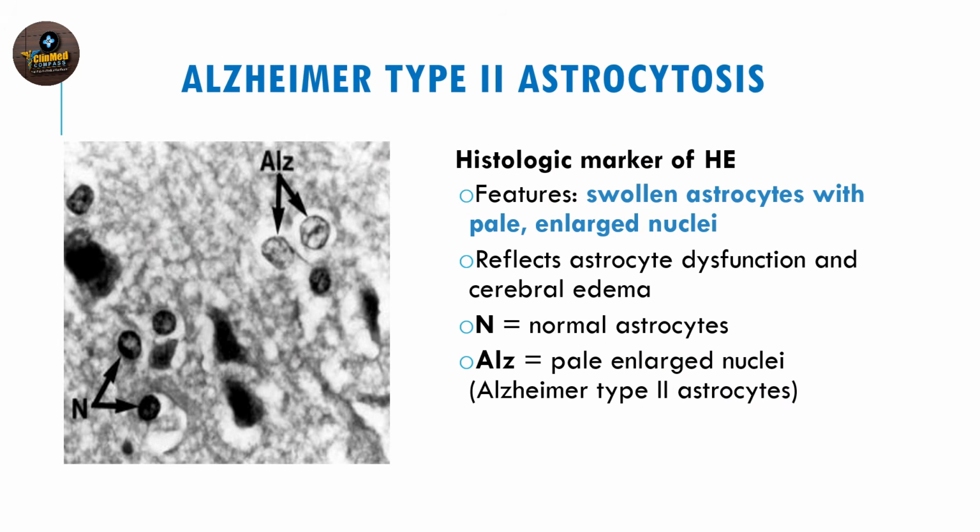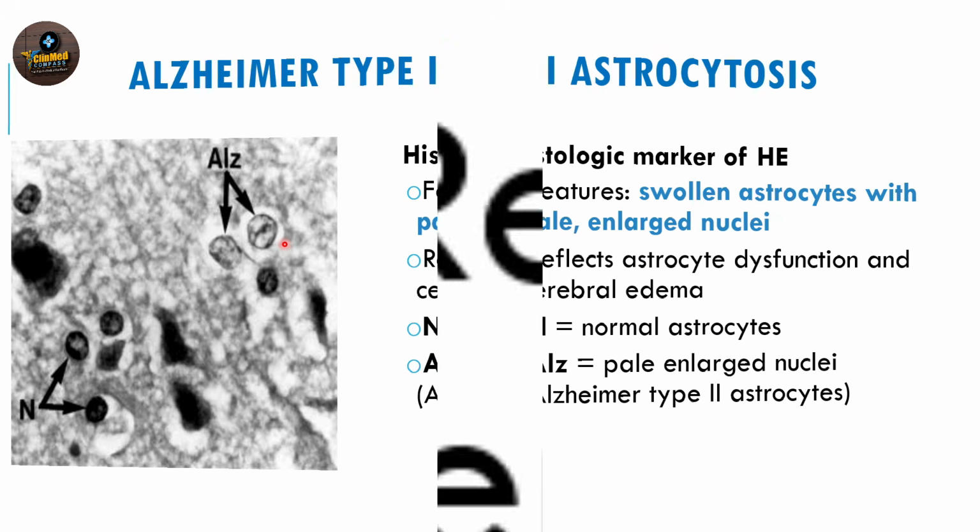Here's a histologic image of Alzheimer's type 2 astrocytosis. These are normal astrocytes, as you can see, labeled as N. These are abnormal astrocytes, labeled as ALZ. The astrocytes are pale and they have swollen nuclei. This microscopic hallmark reflects astrocyte dysfunction and cerebral edema in hepatic encephalopathy.